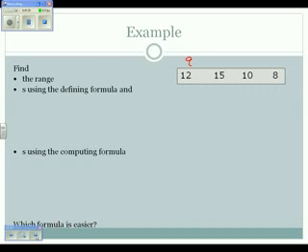Yeah, we could organize it first. So 8, 10, 12, 15 from least to greatest. And then our least is the 8, so that's our minimum. And our 15 is the greatest, and that's our maximum. So the range is max minus min, or 15 minus 8, which is 7. Are there any questions on that?